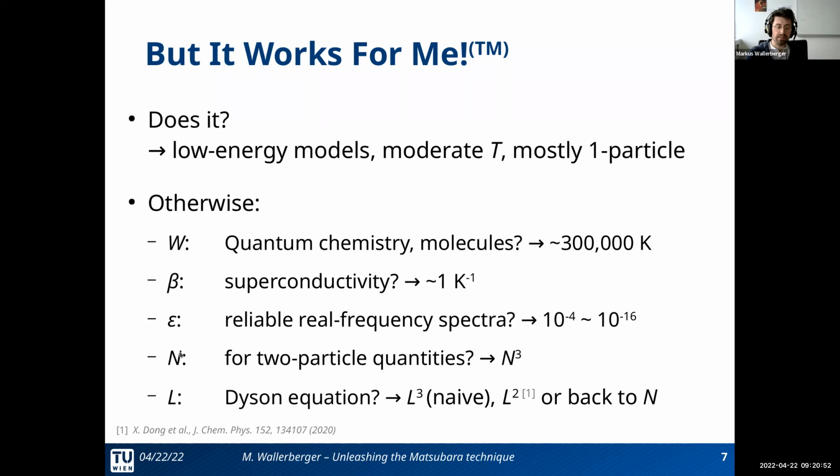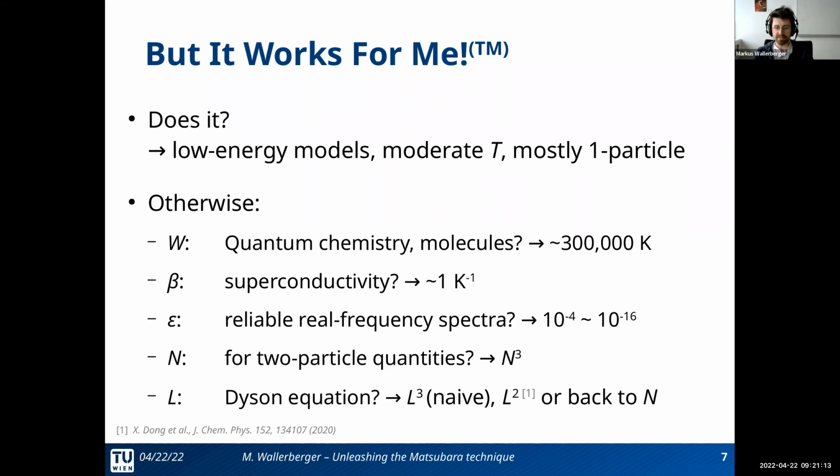And then this is compounded by the fact that if you do two particle calculations, you need a discretization in each of these axes, which means you have that problem to the power of the number of particles, or even worse, the number of points that you have in your system.